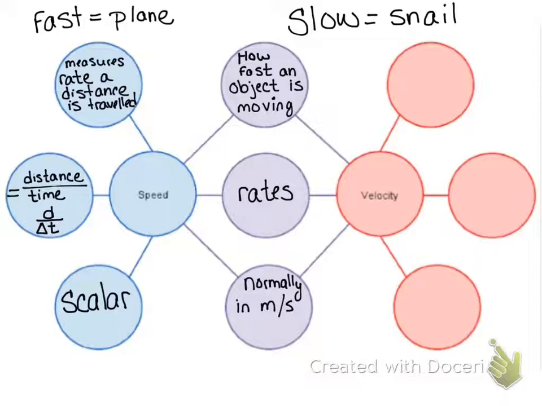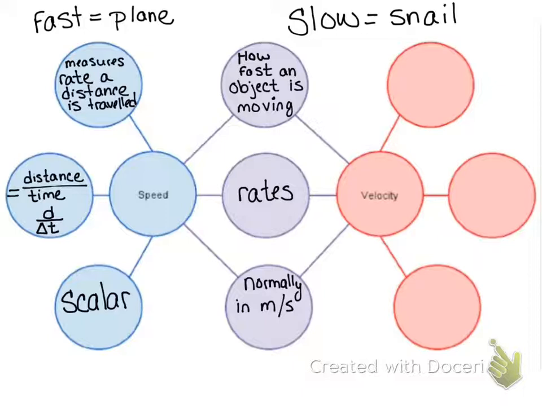So if I went 1 mile in 5 minutes, my rate would be 1 divided by 5, which would be 0.2 miles per minute. Okay, so that is an example of speed. I use my distance, the total distance that I traveled. My car went from school to Walmart, back to school. So everything that I traveled.